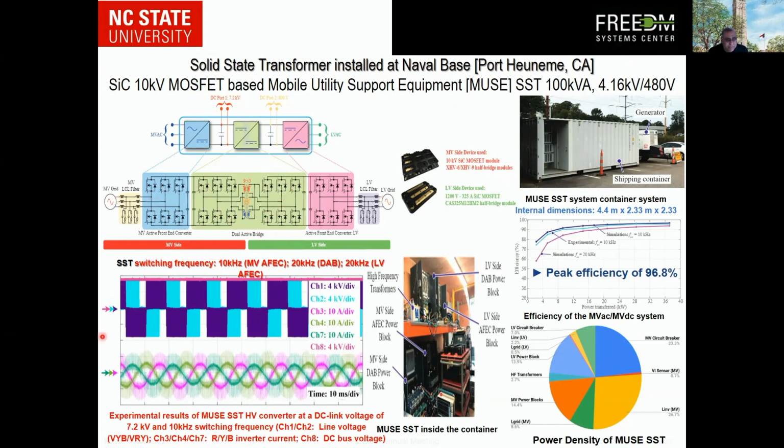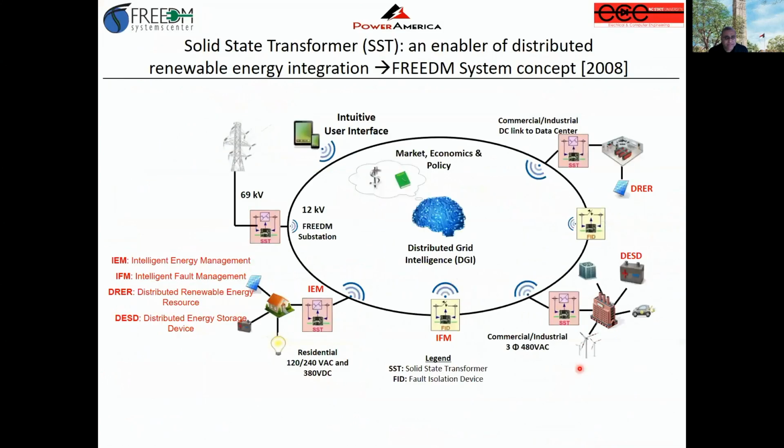And here is the complete waveform of the prototype. And we are operating the DC bus at 7.2 kV for these 10 kV MOSFETs. And as you can see, the very clean waveforms for the AFE as well as for the DAB. The peak efficiency that we measured is 96.8% at around 36, 38 kVA. And this is put in the container as you see here, and here is the power density of the SST.